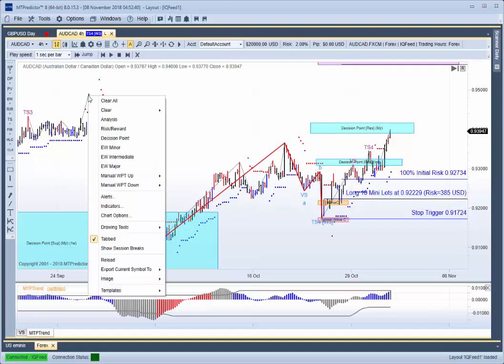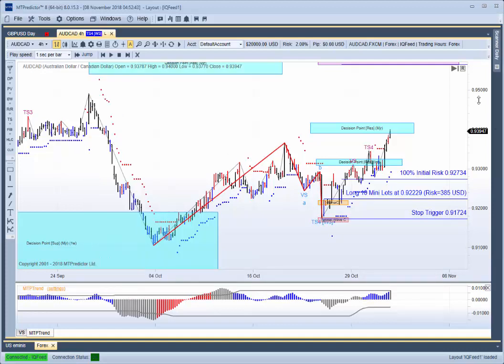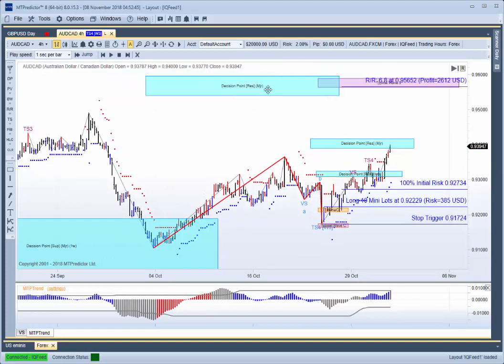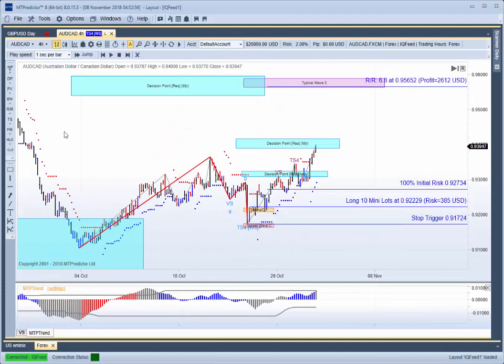So if I right mouse click, place the DP off here, this is normally the area of major support or resistance. And can you see how that actually coincided with the area of your typical wave 3 WPT? So hopefully that would have given you a bit more confidence to look to hold this trade. But again, psychologically, it's really hard.